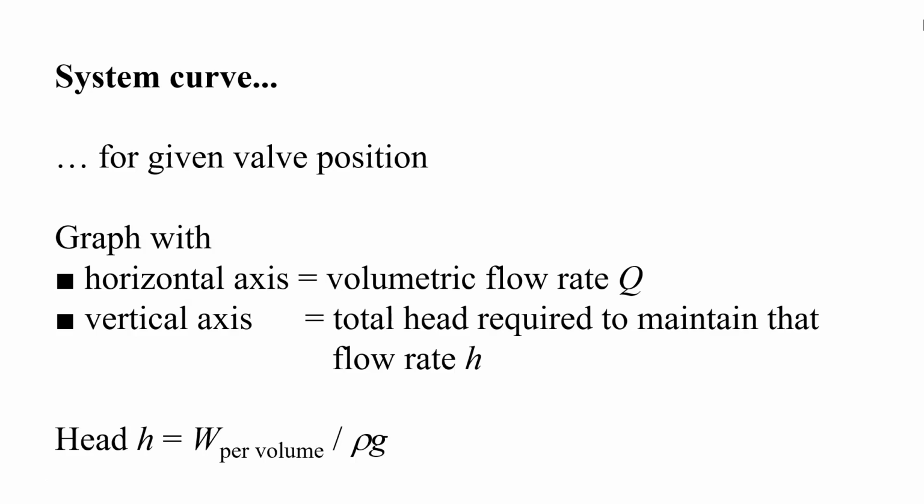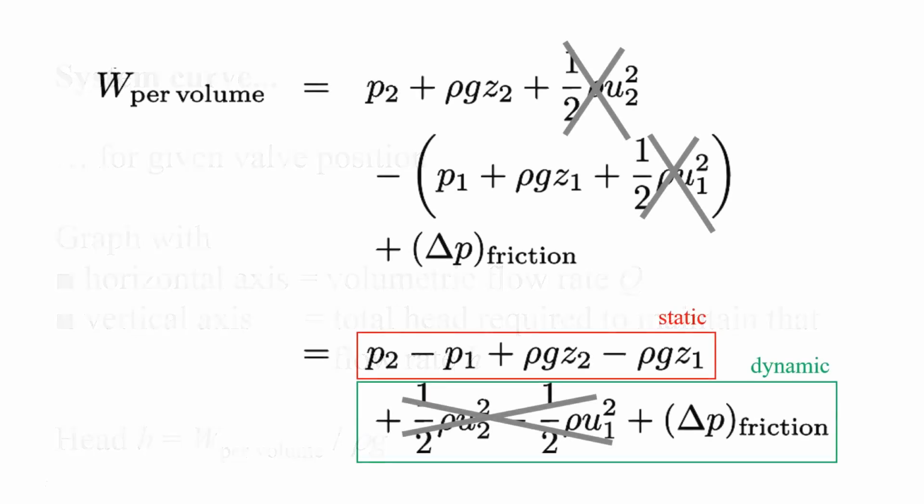On the vertical axis is the total head required to maintain that flow rate. Now, when you talk about total head, that's really the work that you have to do on the fluid. Specifically, it's the work that you have to do on the fluid per volume divided by rho g. So, going back to the previous lecture, this is the formula that you use to calculate the work that you have to do per volume of fluid, and all the terms are there that we talked about. You have to do work to pressurize the fluid if P2 minus P1 is bigger than 0. You have to do work on the fluid to lift it, to elevate it, if Z2 is bigger than Z1.